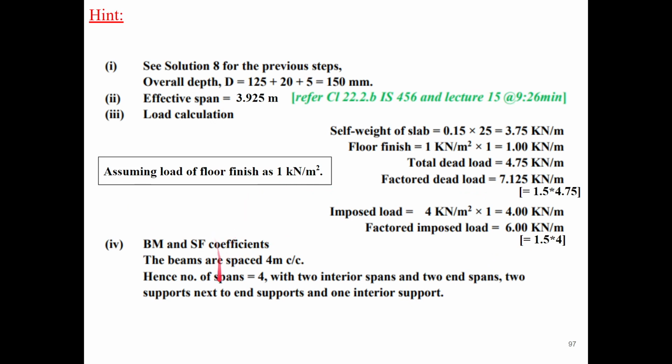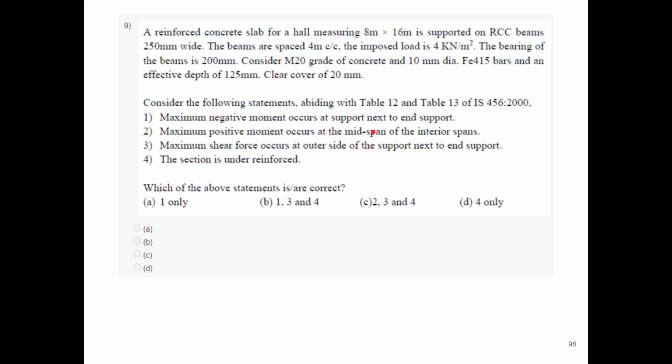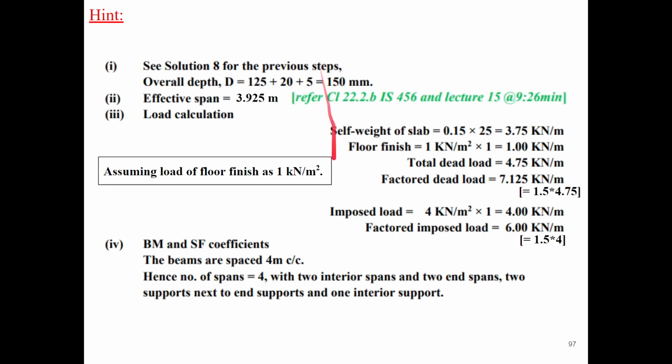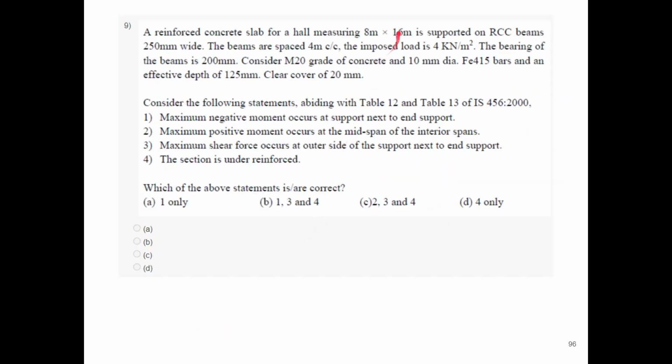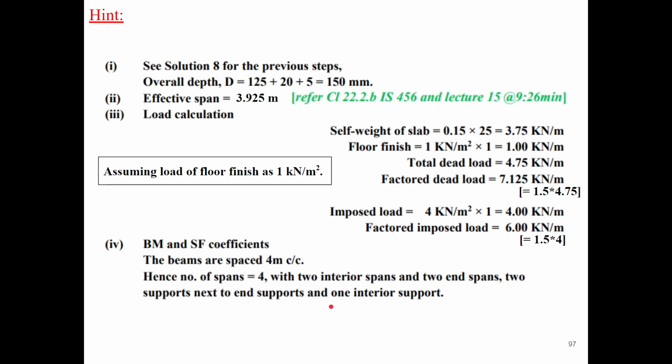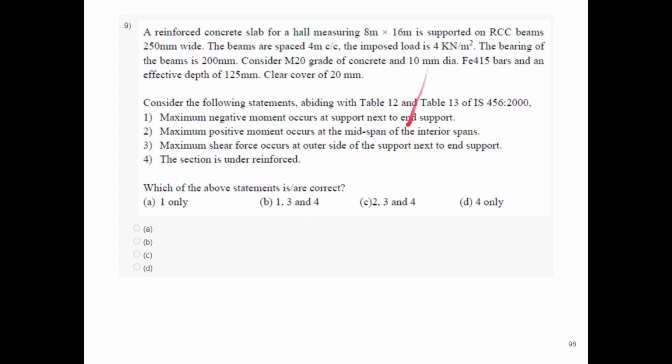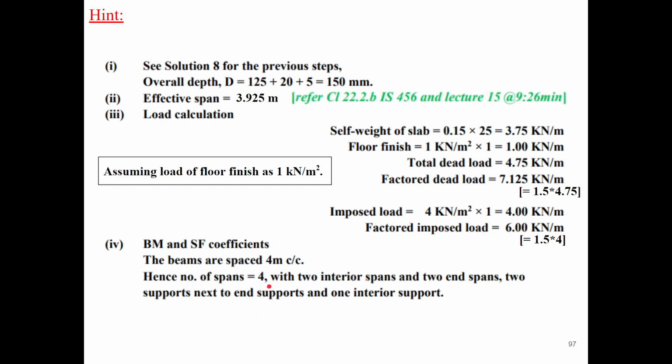The beams are spaced 4 meters center to center. So the number of spans will be 4 because it is 16, right? We have to take the maximum. So the number of spans will be 4. For these conditions, the spans should always be more than 3, right? So we take the 6 meter side, where we get 4, otherwise the 8 meter side gives only 2. So the number of spans is 4 with 2 interior spans and 2 end spans, 2 supports next to end supports, and 1 interior support, right?